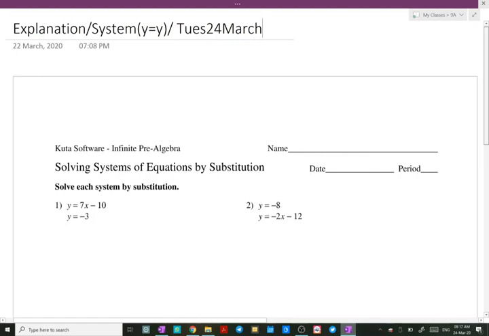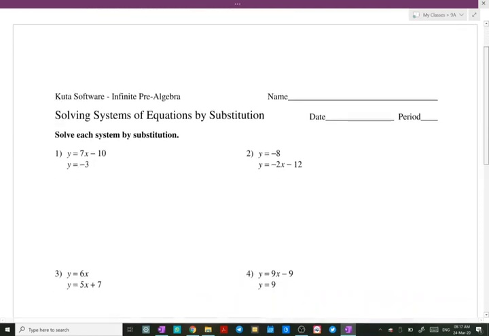Exercises that we're going to go through in order for us to learn more about how to solve a system of equations by substitution. In number 1, we have y equals 7x minus 10 and y equals minus 3. They already gave you y equals a number, therefore you can replace it directly here, and you can write minus 3 equals 7x minus 10.